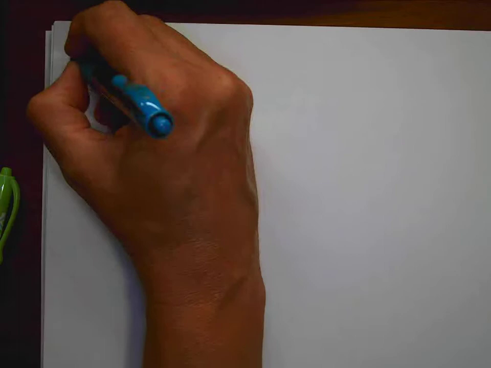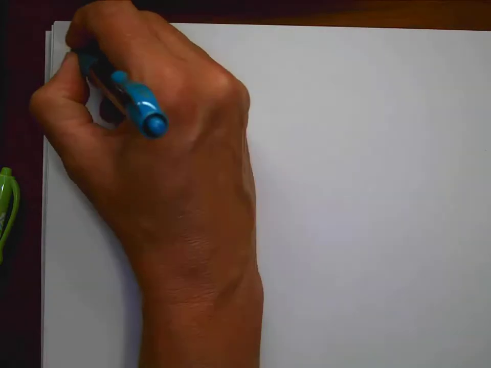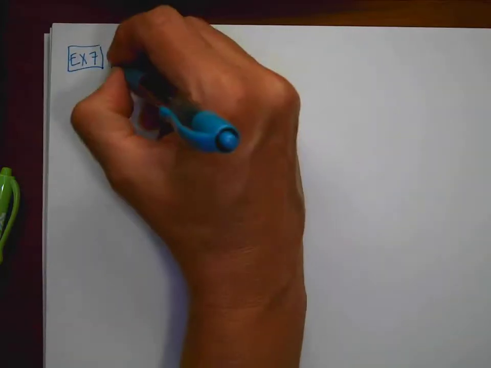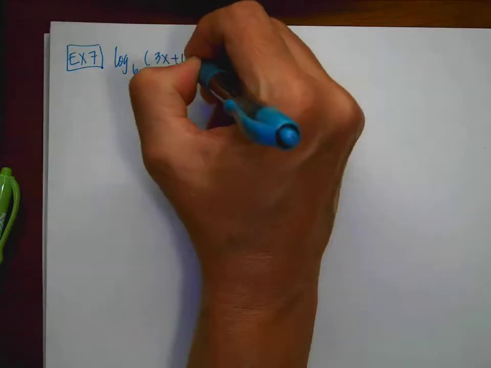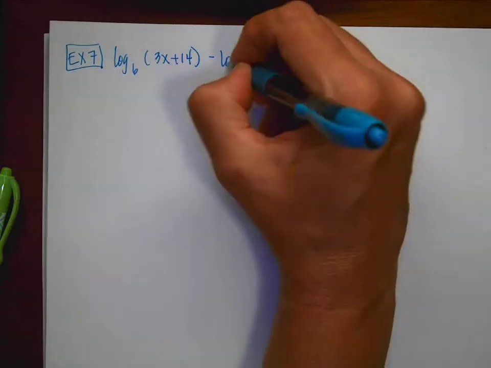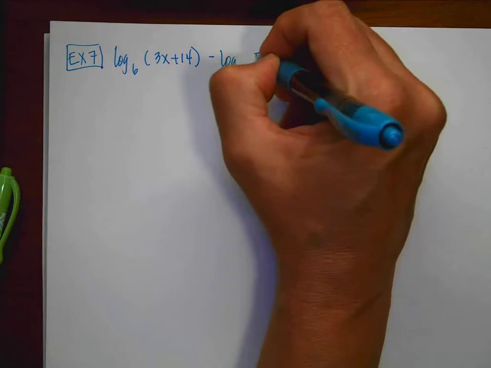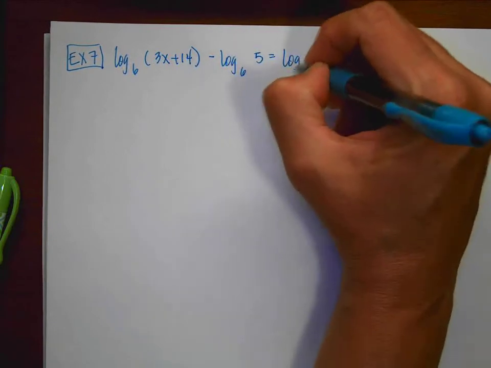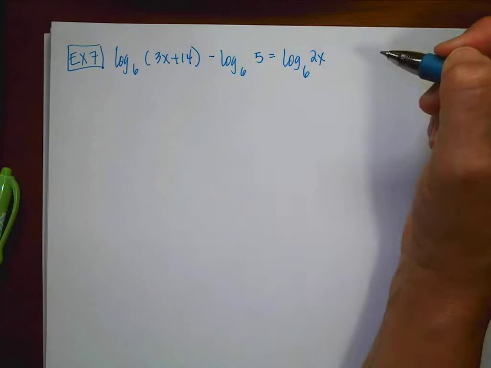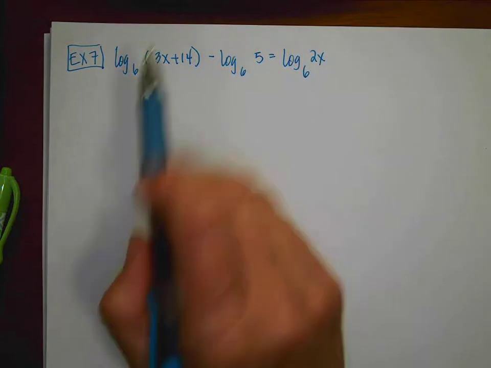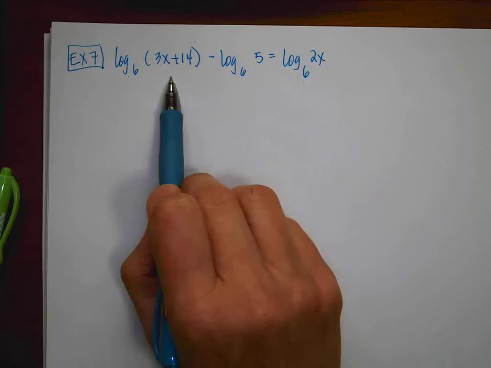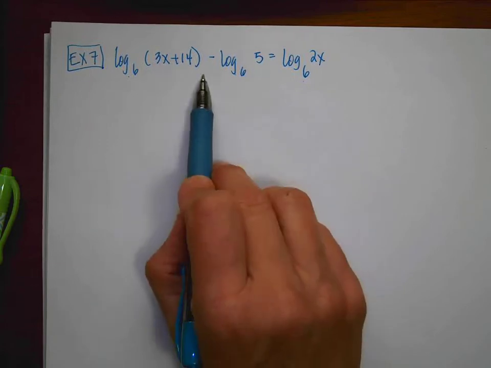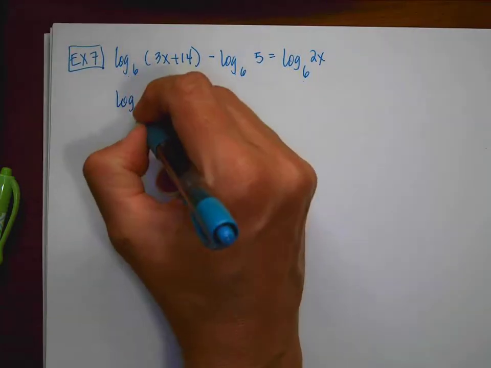Alrighty, I have two more examples for us today. Nice short day. So example 7, I have the log base 6 of 3x plus 14 minus the log base 6 of 5 is equal to the log base 6 of 2x. The first thing to notice is all of the logs have the same base. So now I'm going to use the properties on this side to put those two terms together.